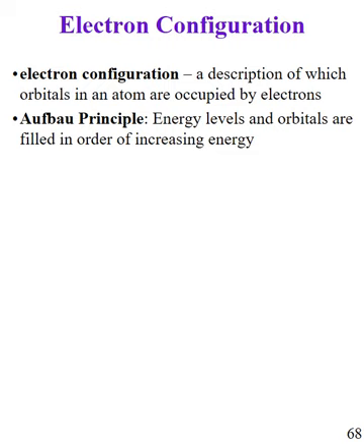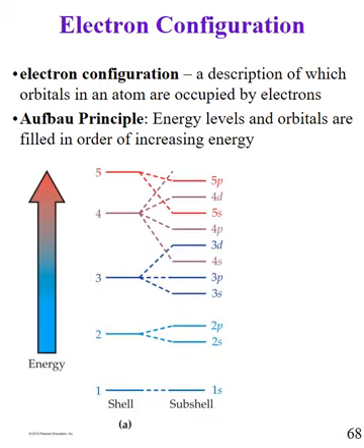When we're doing this, we have to abide by a few rules. The first rule is known as the Aufbau principle. It says energy levels in orbitals are filled in order of increasing energy. Here is an example. Now we're fairly familiar, or should be, with our shell. Remember, our shell is the same thing as our energy level.